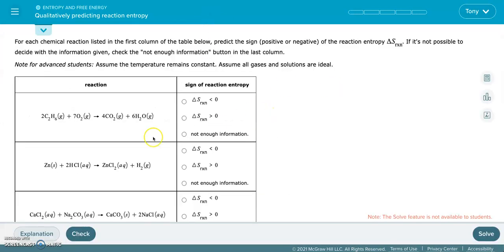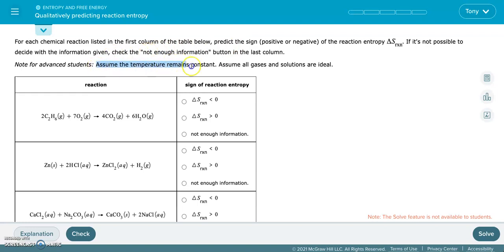All right, let's go ahead and jump into it and just break these down. I'll just talk through what I'm seeing, what I'm looking for as we're going through these. We're given this table and we're given a chemical reaction. We're going to predict the sign. Is the entropy increasing or is the entropy decreasing? If it's not possible to decide, we'll click not enough information.